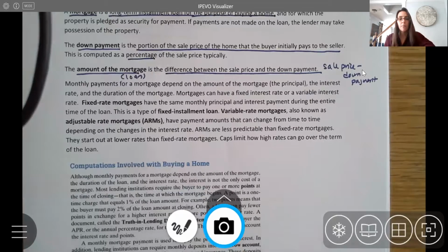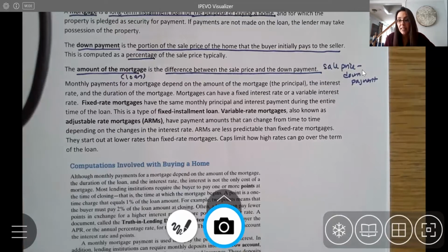Now, monthly payments for a mortgage depend on the amount of the mortgage, which is called the principal still, the interest rate, and the duration of the mortgage, meaning how long you have it for. I would say most people probably do a 30-year mortgage. Some do 15 or 20 years, but 30 years tends to be a pretty standard length for a home loan.